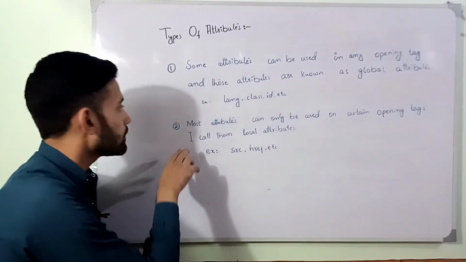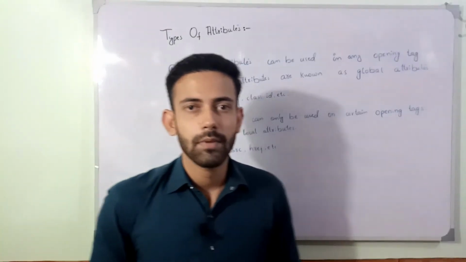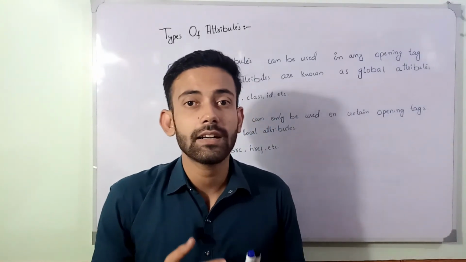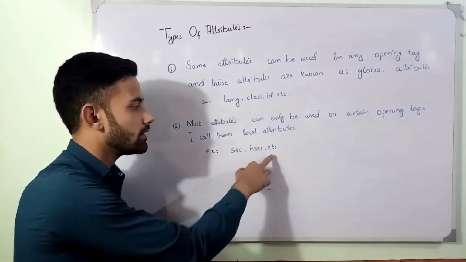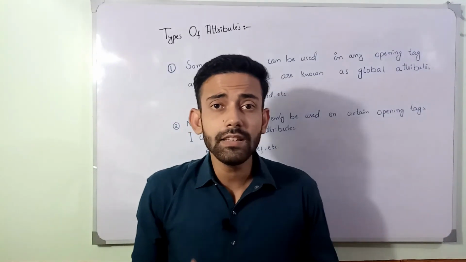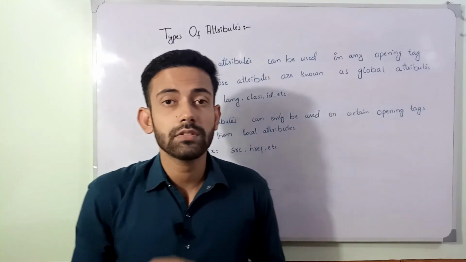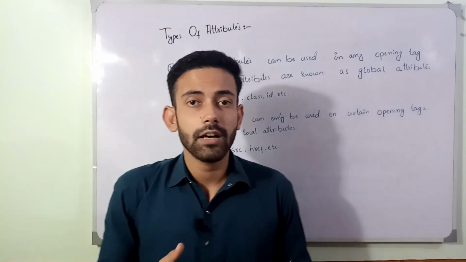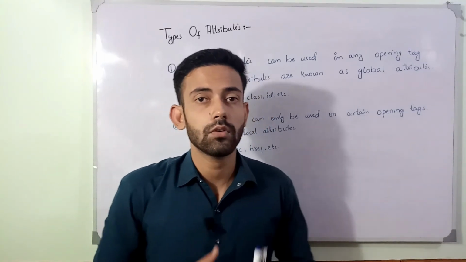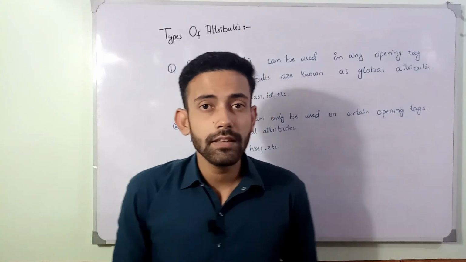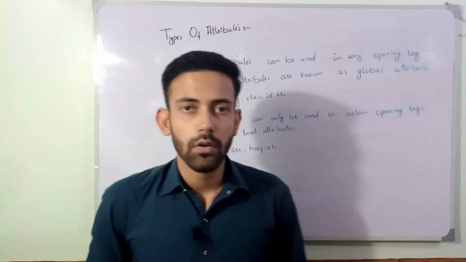Most of the attributes of HTML can be used on certain tags only, like src and href, etc. These attributes are used on 2 tags, 4 tags, 5 tags, but they cannot be used on all of the tags, and these attributes are known as local attributes.